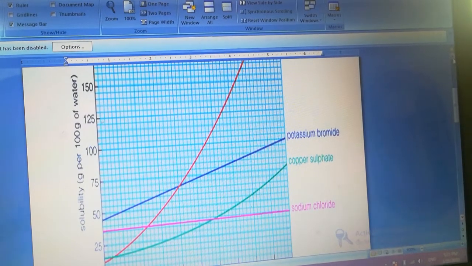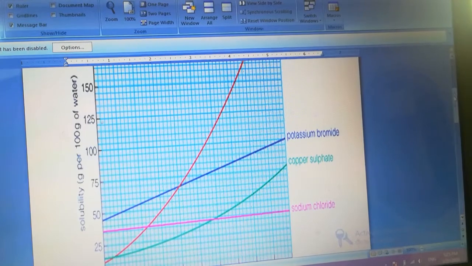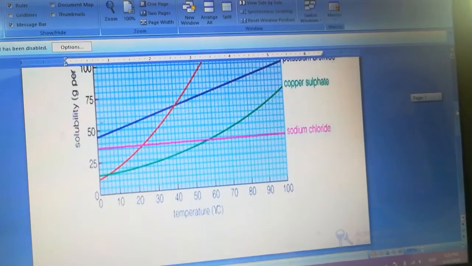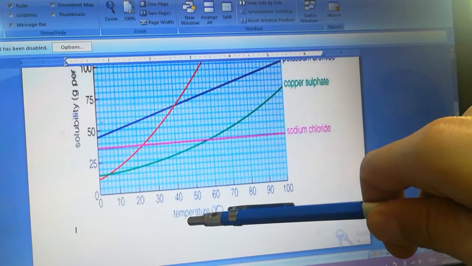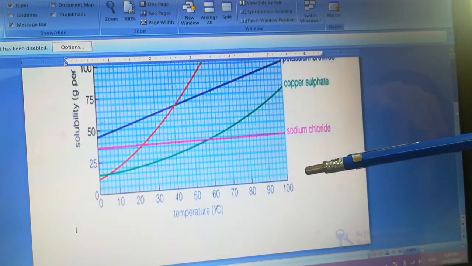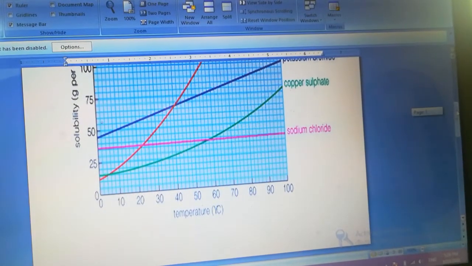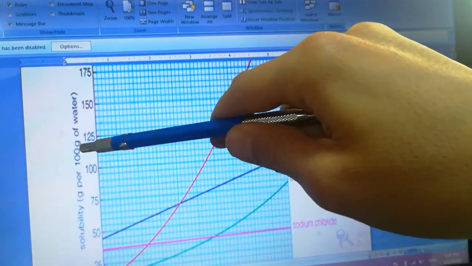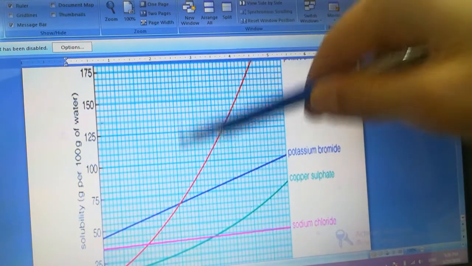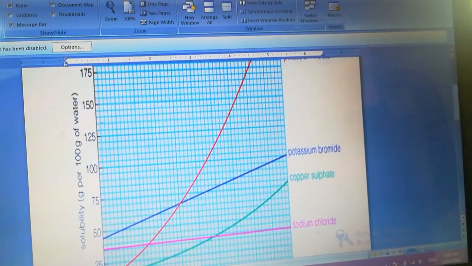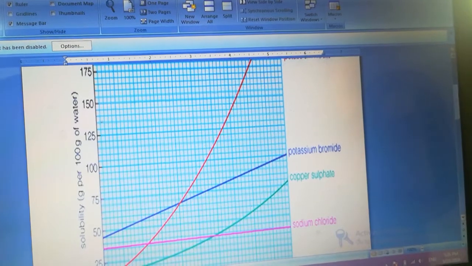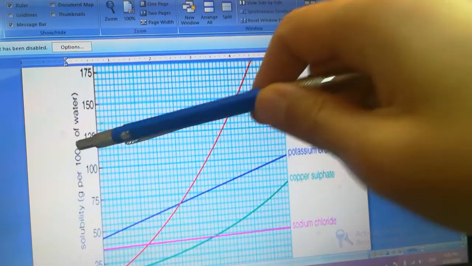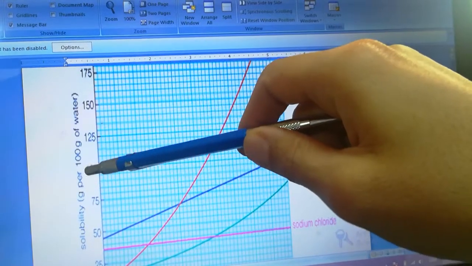Okay, so the temperature is 80 and the name of the salt is potassium bromide. Before that, remember that the temperature is always on the x-axis and the solubility on the y-axis. What does gram per 100 gram of water mean? This means that I have a beaker of water, and the mass of the water inside this beaker is 100 gram only. This is the meaning of 100 gram of water.